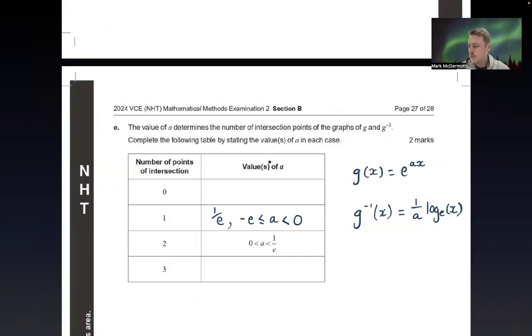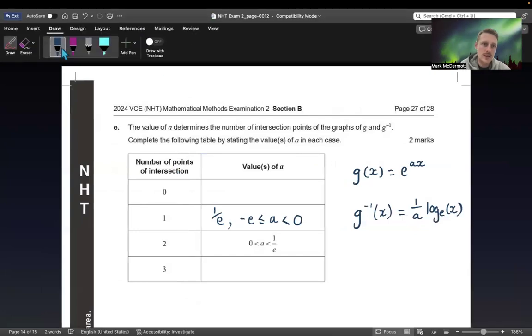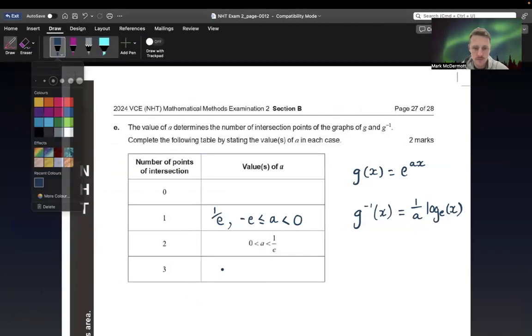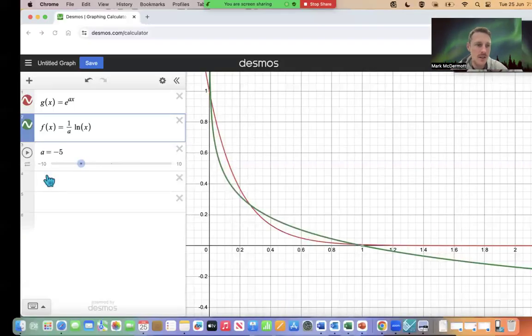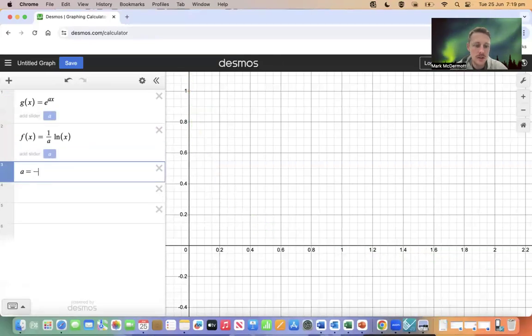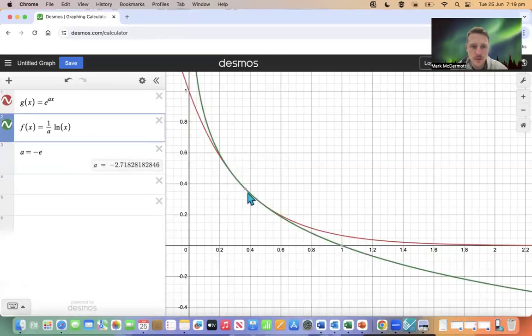So I reckon you get 3 points of intersection when A is less than negative E. And you get no points of intersection when A is greater than 1 on E. So let's just look at this part again, just so we drive the point home. If A is less than negative E, so let's put it at negative E. Okay, at negative E, that's the last time we get 1 point of intersection.